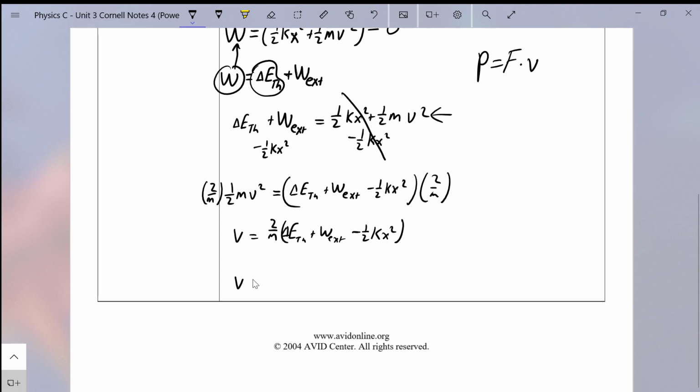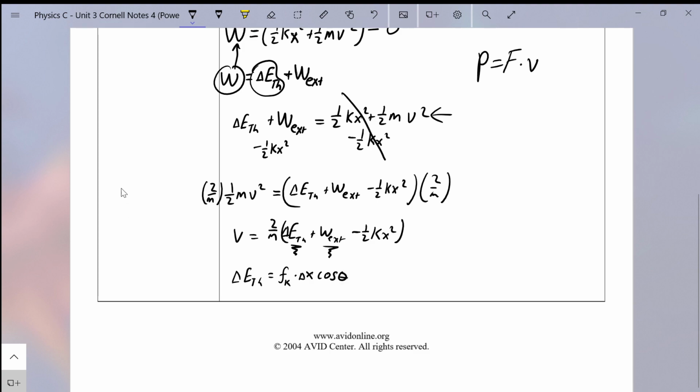Now we have an expression for V. The issue is figuring out what E thermal and the work external are. We don't really have equations for these things, but they are both a type of work that is being done. We can calculate delta E thermal as equal to the work done by the friction force, that would be force times distance, or delta x in this case, times cosine of the angle between delta x and the friction force.